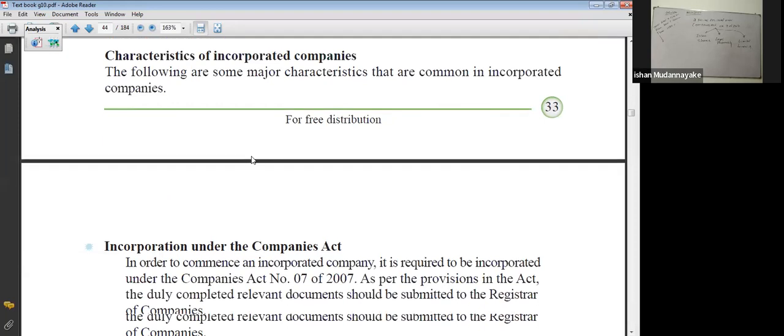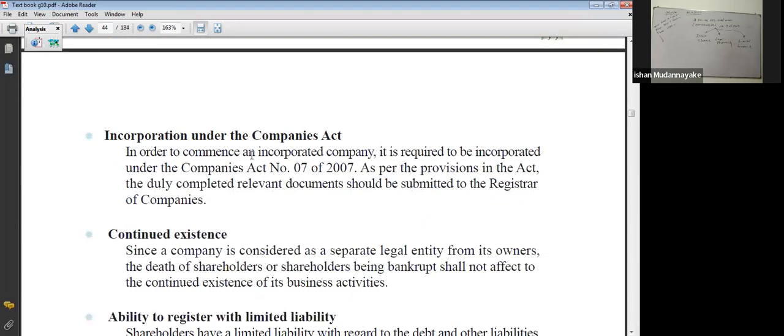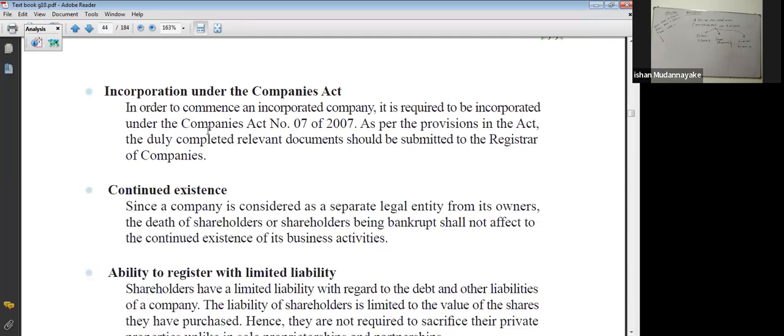Right. So these are the characteristics of an incorporated company. What are the characteristics? I get here incorporation under the Companies Act. Incorporation under the Companies Act. Rushta, read the note.